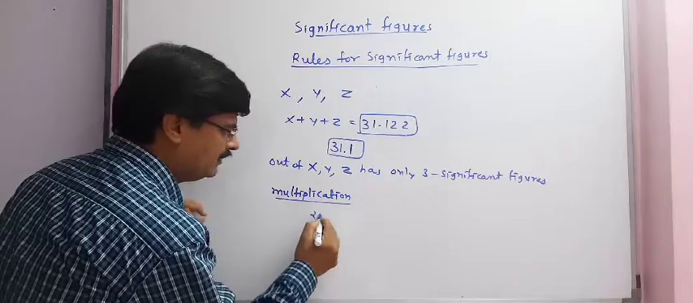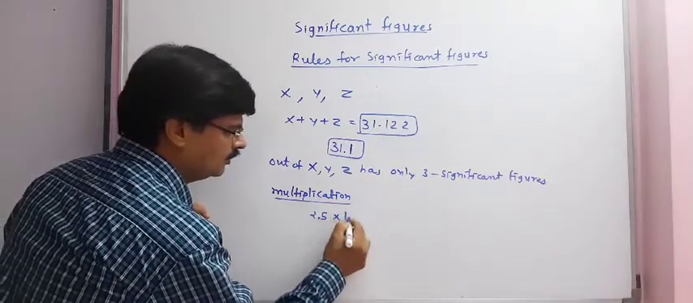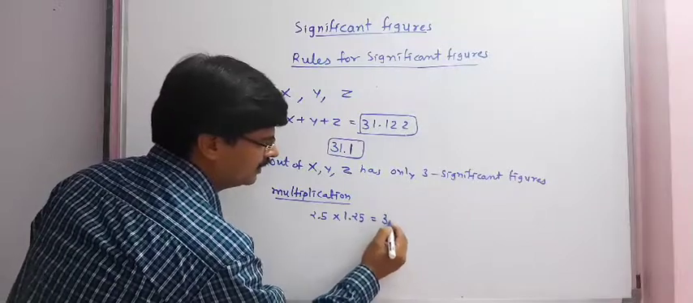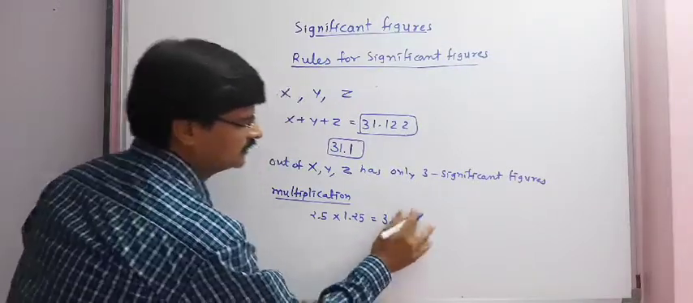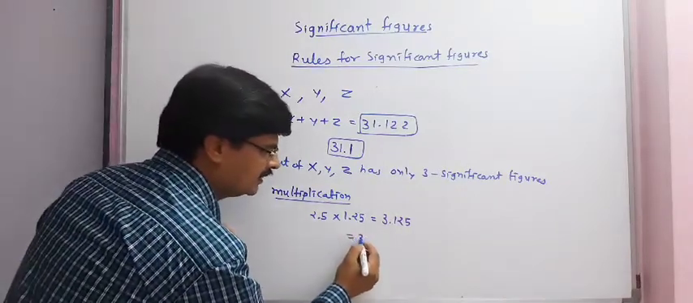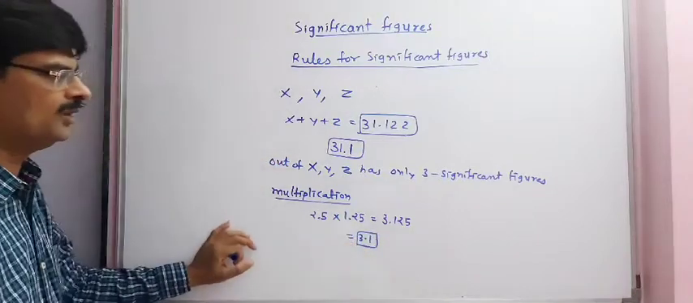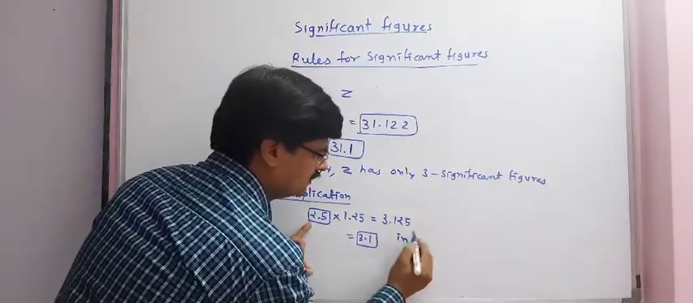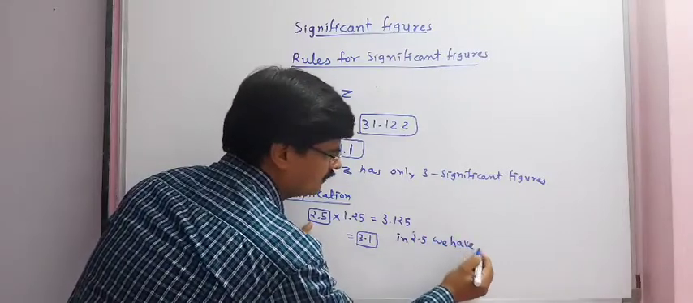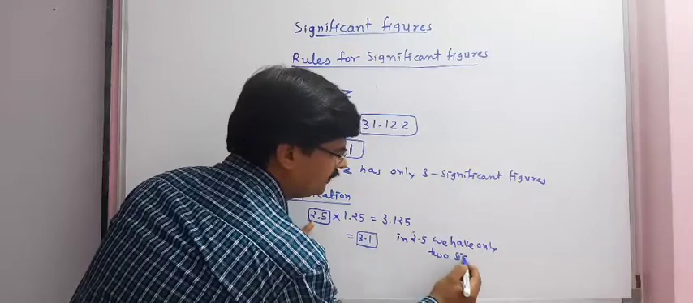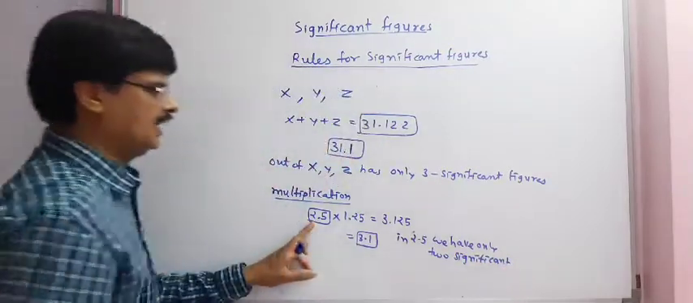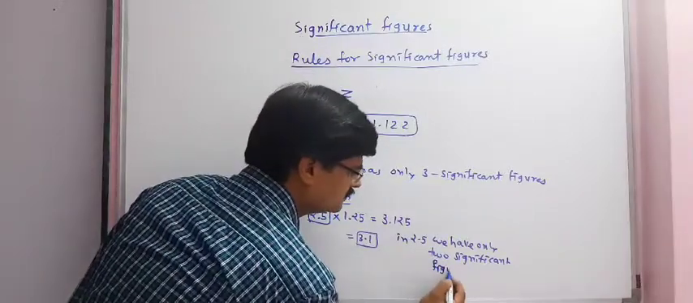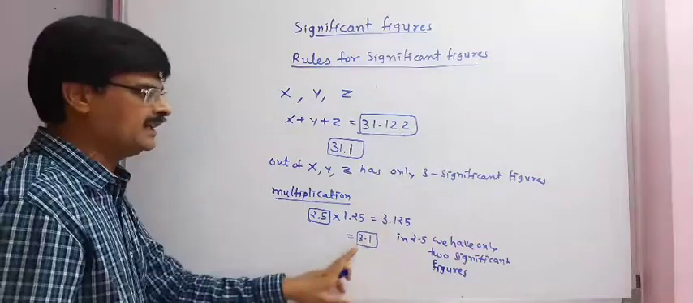Another thing we need to understand is multiplication of two numbers, say 2.5 into 1.25. The result is 3.125, but we have to write it as 3.1 only, because 2.5 has only two significant figures. That is why we have to write it as 3.1.